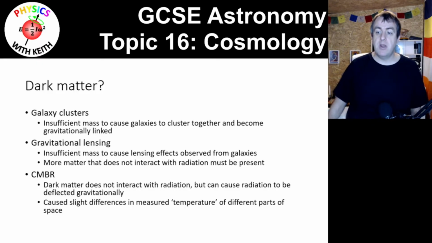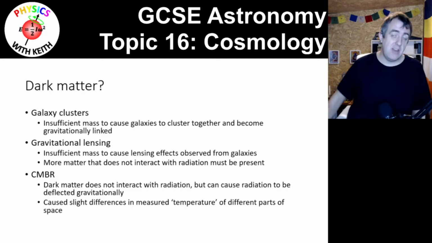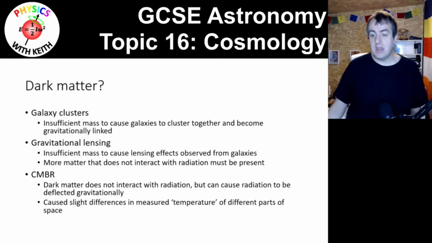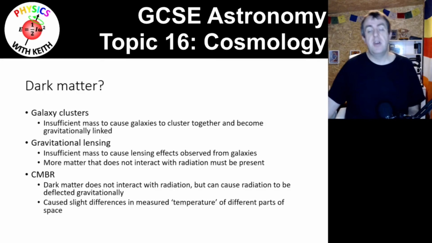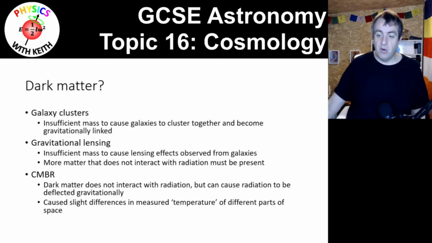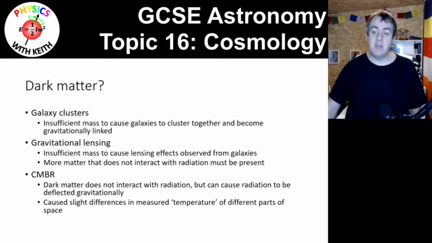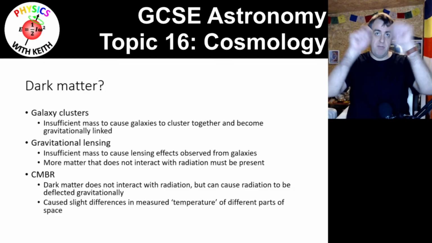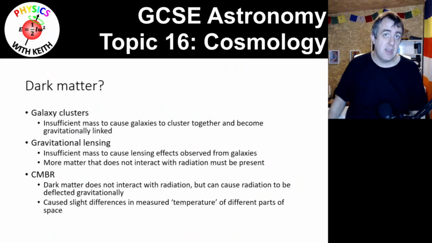And cosmic microwave background radiation. Okay, so dark matter does not interact with radiation at all. It doesn't absorb it. It can deflect it gravitationally, but it doesn't absorb any. So this is how we can still observe the cosmic microwave background radiation from all different directions. Now, it might be that slight differences in the temperature in certain parts is because of this gravitational lensing of cosmic microwave background radiation. And there's work going on investigating exactly that.